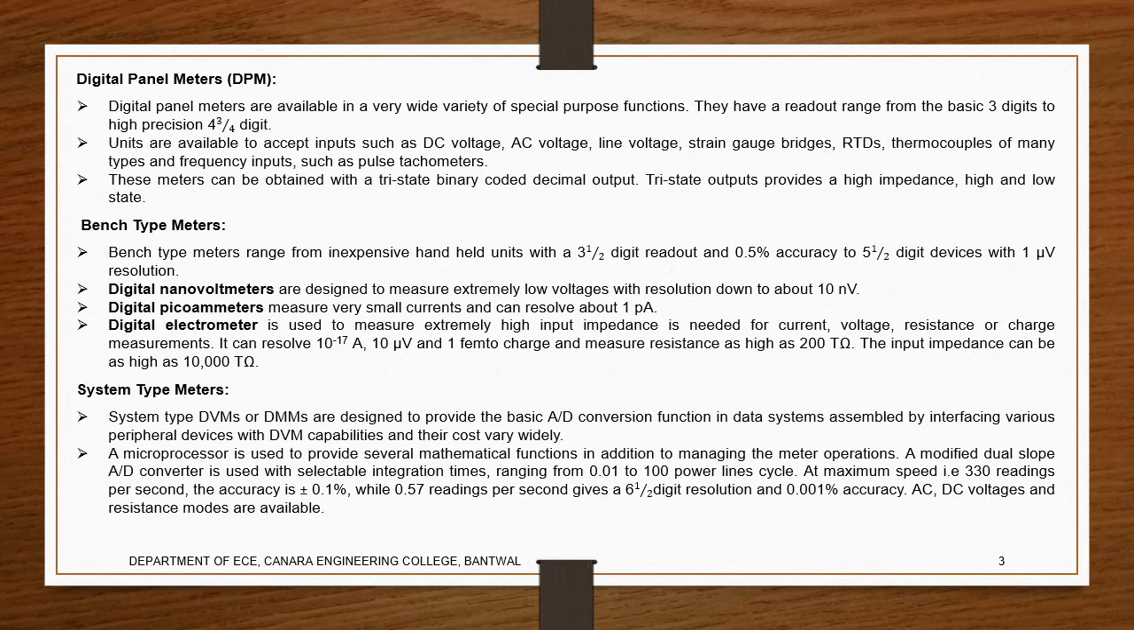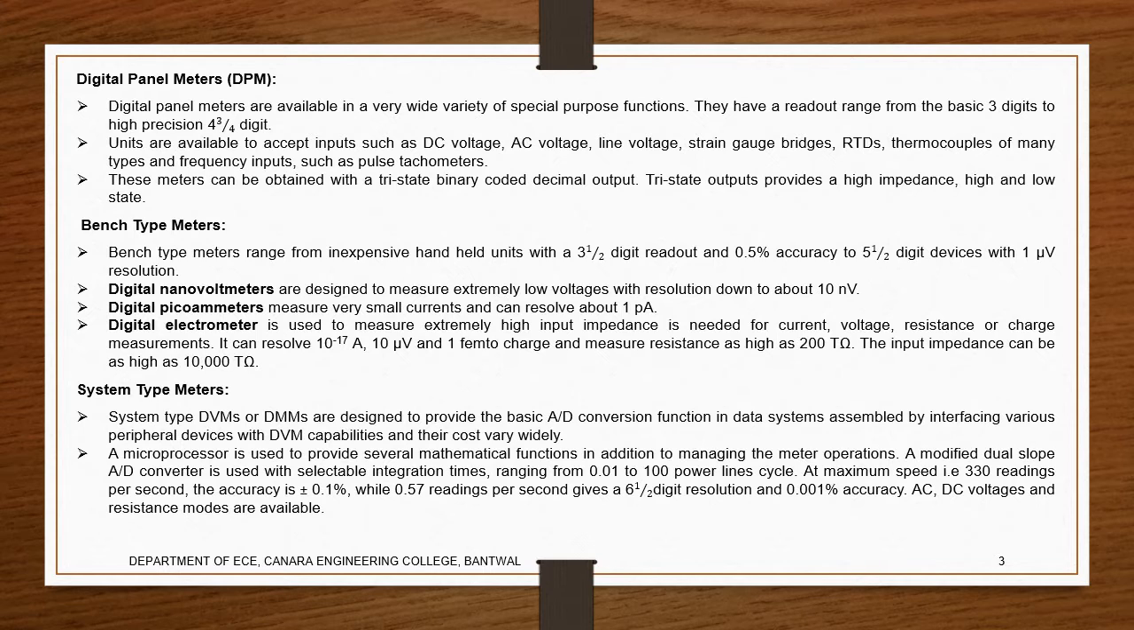Femto stands for 10 raised to minus 15. You may not be very familiar with it. And you can measure resistance as high as 20 tera ohms. Not theta, tera. So the input impedance can be as high as 10,000 tera ohms.